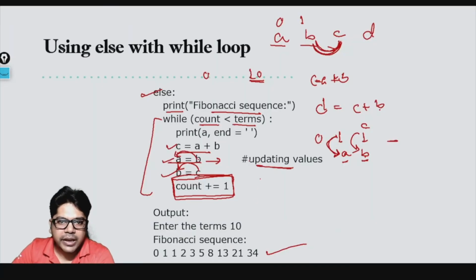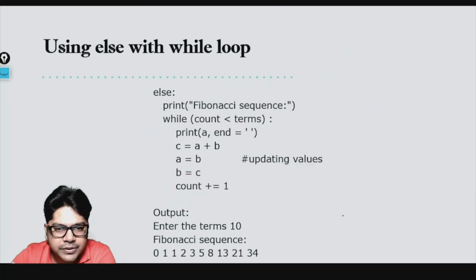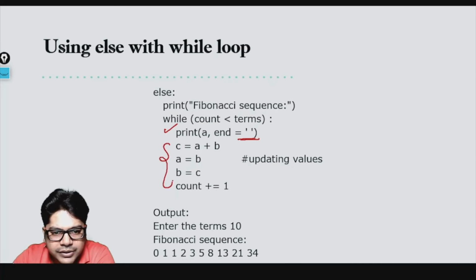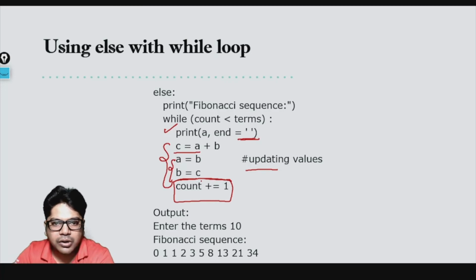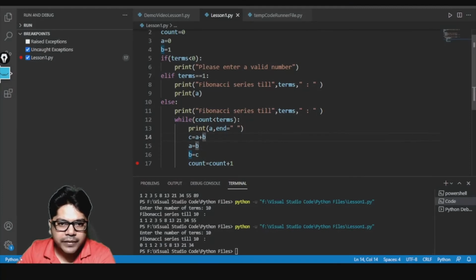So this is what I have to do. As you can see over here as well, first we are printing A, and then the separator, and after that we are changing all the values. This is for finding the sum next time, updating the previous two values, and increasing the counter, so that the counter stops as soon as we reach 10 or 15, whatever the user entered. I hope you understood this part.